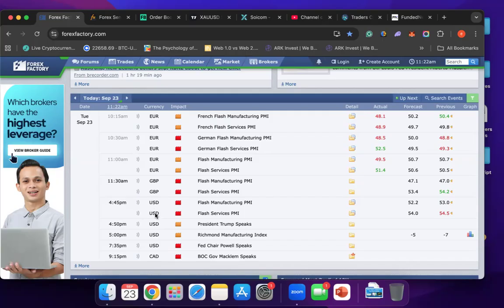So before you trade the financial market, you're supposed to come and check the financial calendar for you to have a rough idea of what is happening in the market. So I wanted to trade around 3 a.m. So there's no high impact news on dollar. So that's a tick.